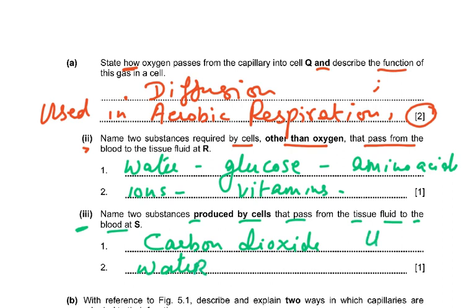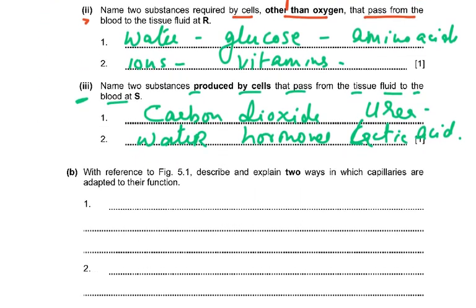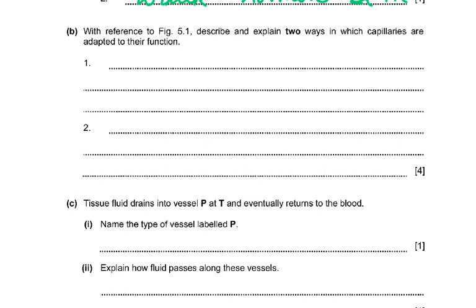You could have said urea. You could have said lactic acid. So all these were possible, and you could have even said hormones, because hormones produced by cells also enter the blood. Then coming to the B part of the question, with reference to figure 5.1 and describe and explain 2 ways in which capillaries are adapted to their function.